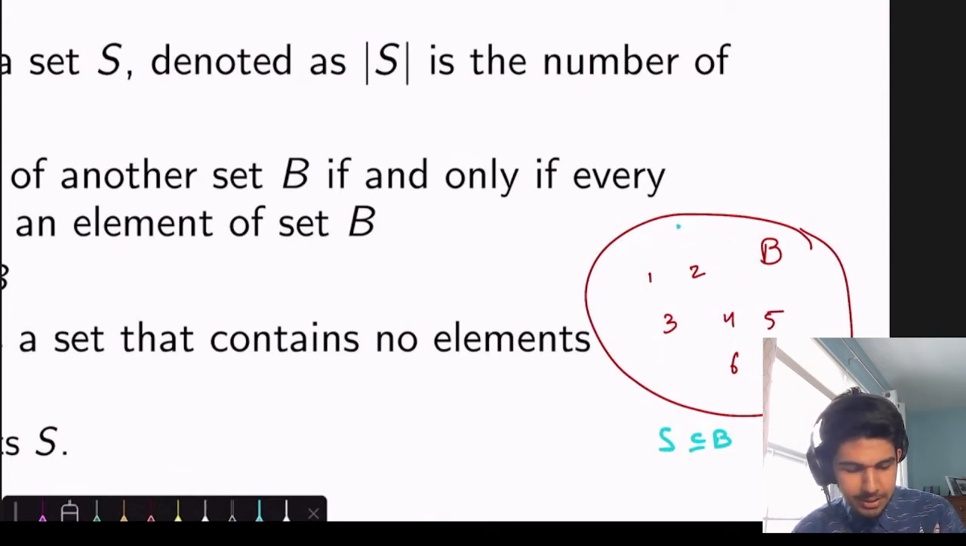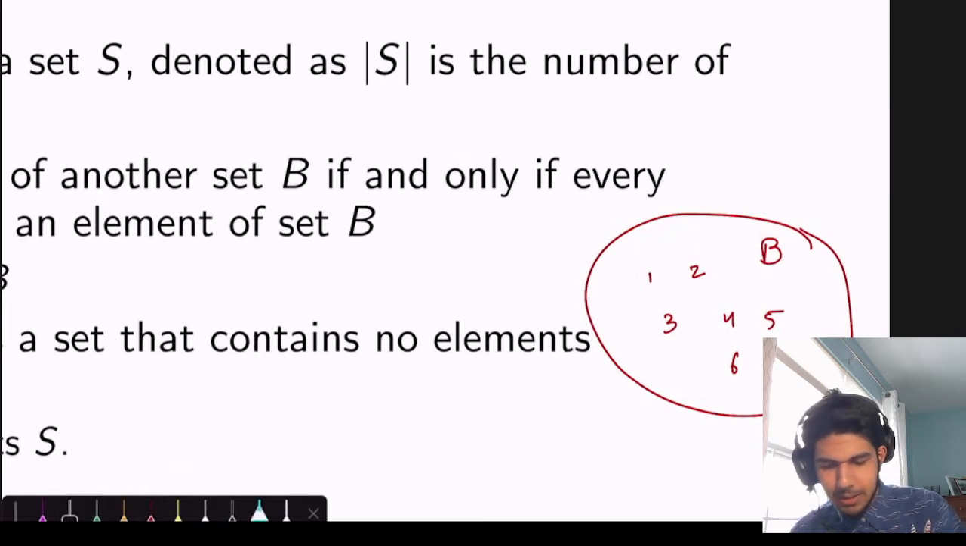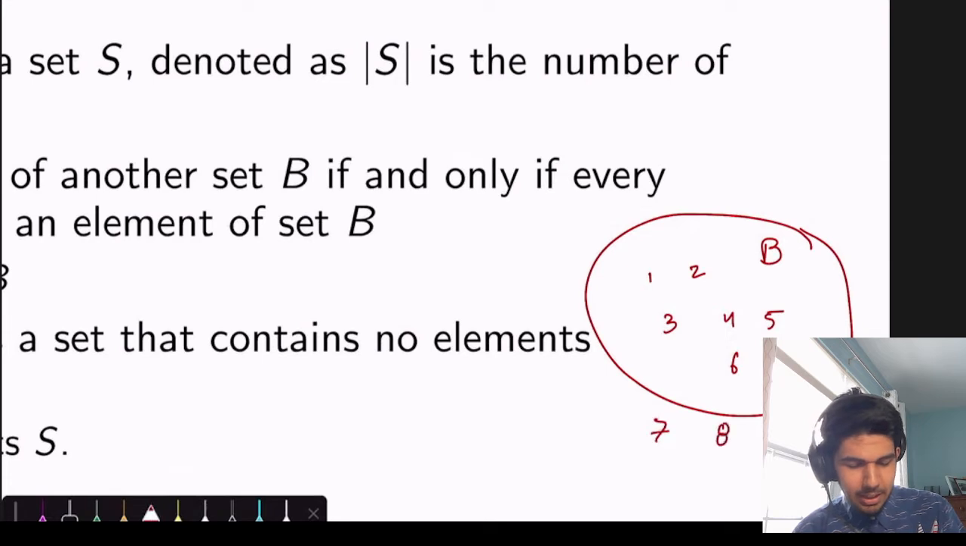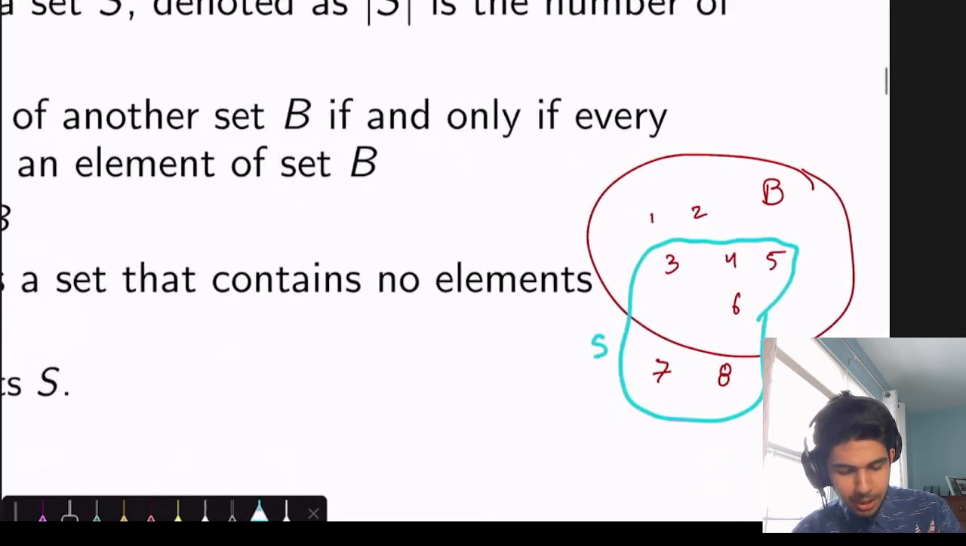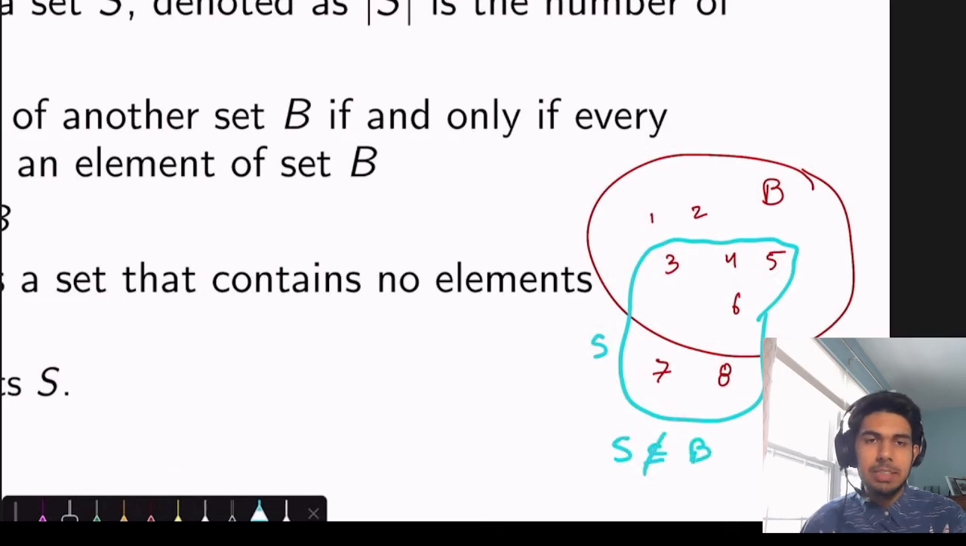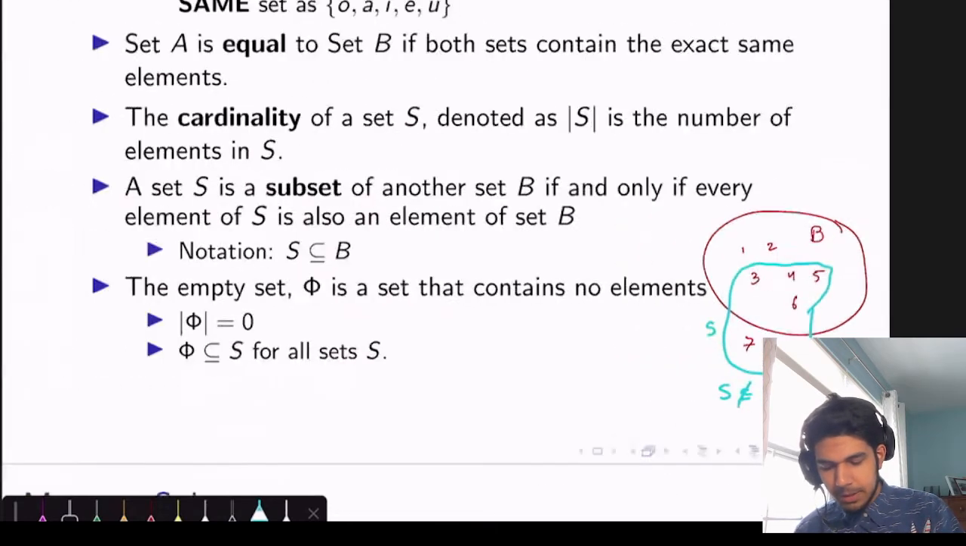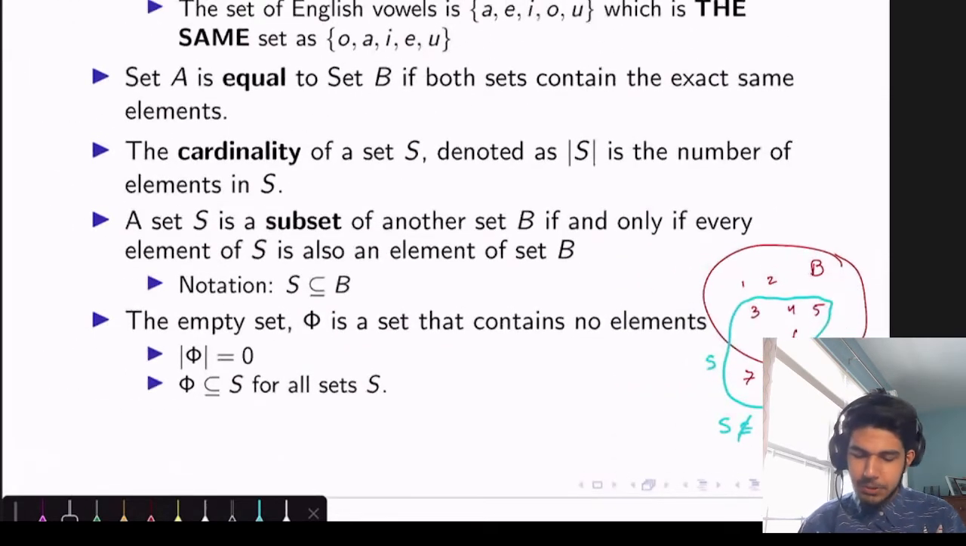Let's give a non-example. Let's say outside of B, there are some other numbers like 7, 8, 9. Then in this case, S would not be a subset of B because there are some elements in S which are not contained within B. So we can see how S's region is not fully contained within B.